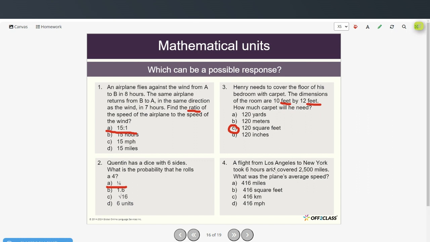And a flight from Los Angeles to New York took 6 hours and covered 2,500 miles. What was the plane's average speed? So here the key word is speed, so we need miles per hour because that's the measure of speed.